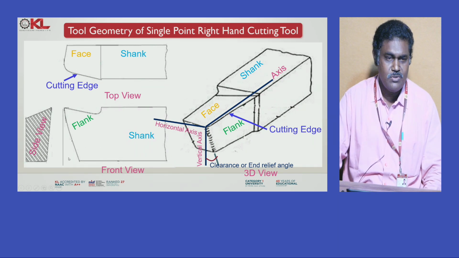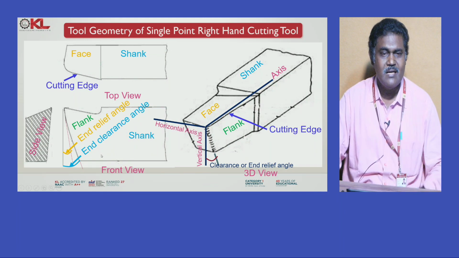Basically, it has two types of angles that you can clearly observe in the front view. Now, you can see that this is the angle of the surface of the tool, that is known as the end relief angle, and one more angle, from here to the end, that angle is the end clearance angle. So, you can clearly observe in the front view the end relief angle and end clearance angle.